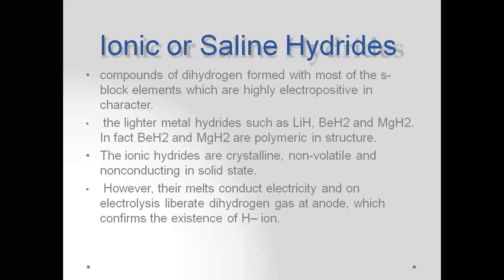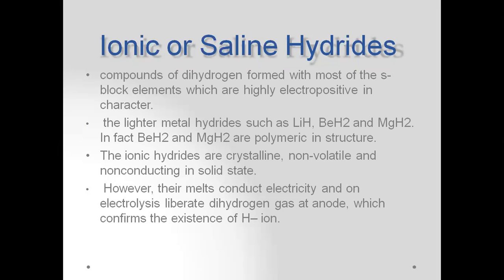Okay. However, the molten metal hydrides conduct electricity, and on electrolysis liberate dihydrogen at the anode, which confirms the existence of the H negative ion. Whenever we pass electricity through the ions, the hydrogen will liberate at the anode. Remember this: whenever we do electrolysis in a tumbler in which we have a compound in the molten or dissolved state, the positive gas will liberate from the negative terminal, and the negative gas will liberate from the positive terminal. You have studied this in 8th or 10th class also.